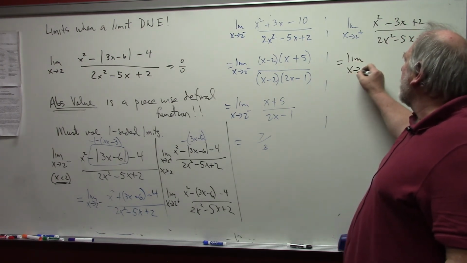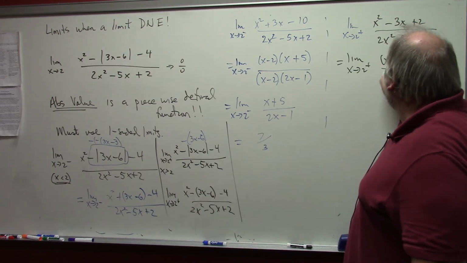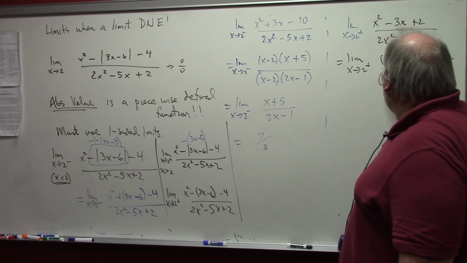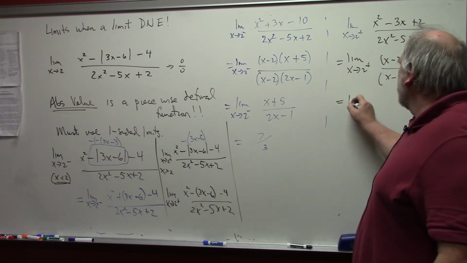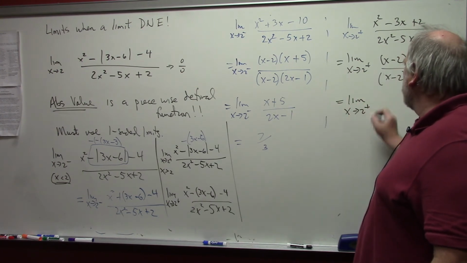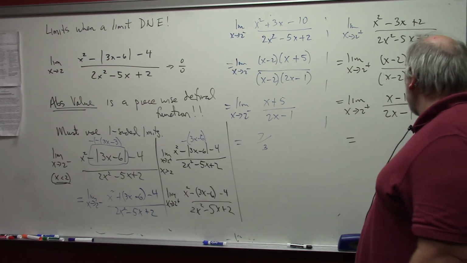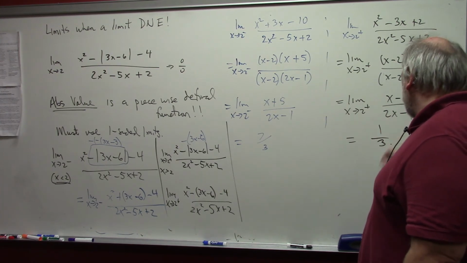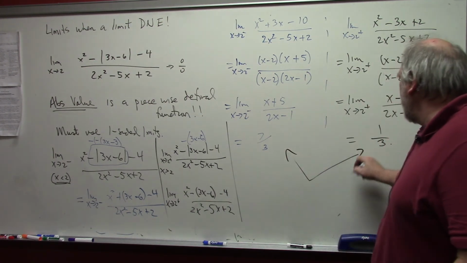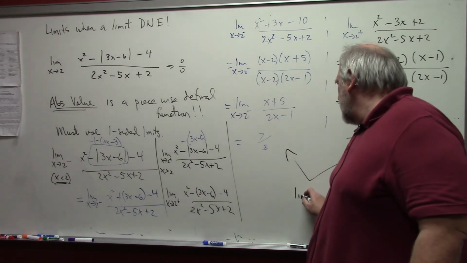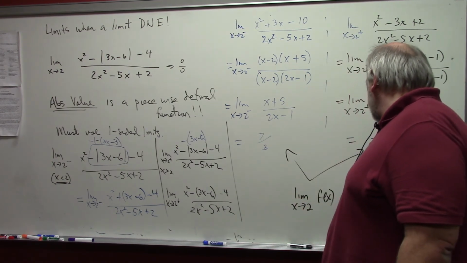Limit as x approaches 2 from the right of (x minus 2)(x minus 1) over (x minus 2)(2x minus 1) gives me the limit as x approaches 2 from the right of x minus 1 over 2x minus 1, which is 1/3. And so, since the limit from the left is not the same as the limit from the right, the limit as x approaches 2 of this function does not exist.